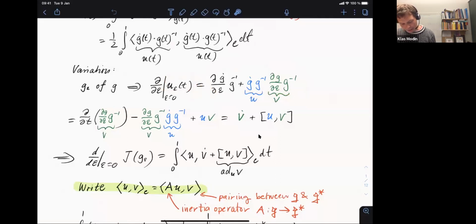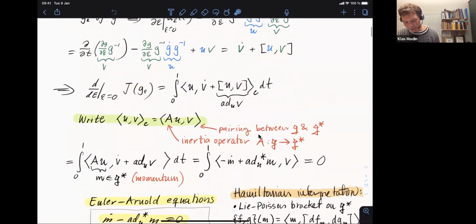And then you continue this calculation, and you see that in the end, what the variation looks like is this. You isolate the V, and you get some variation like this, where V is the algebra element or the curve that generates the variation. So this is, if you like, Arnold's lemma, just this little variation. In fact, I think it goes back to Poincaré.